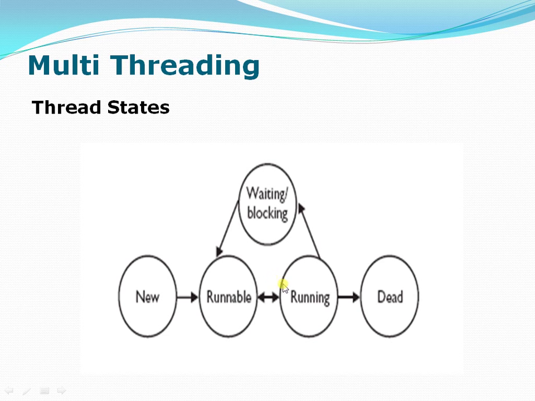So what does that mean? If one thread was running and we have blocked it, it cannot directly come to running. It must go through runnable. Again, who will pull it? The thread scheduler, JVM, and then pull it into running. Got it, right? Running to runnable is fine, but if it is blocked, it cannot come directly to running. It must go to runnable, and from runnable, JVM will again pull it.